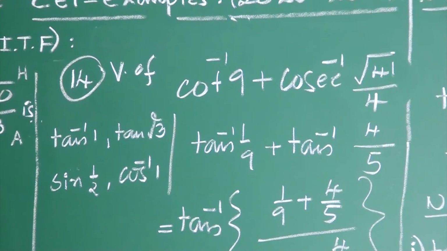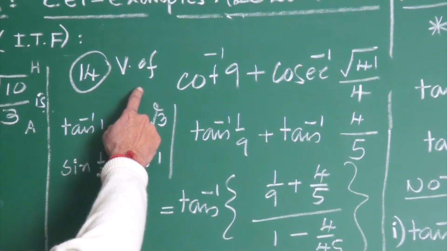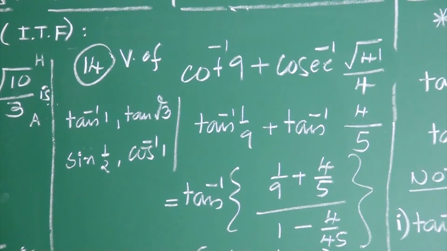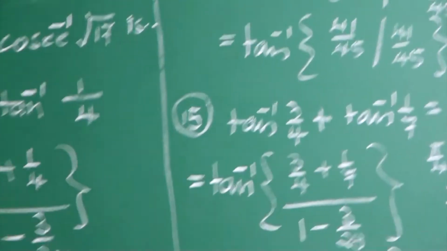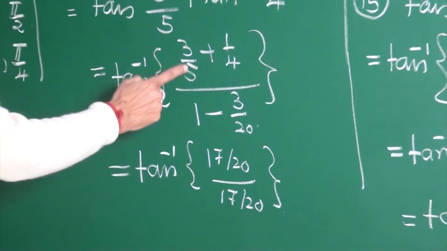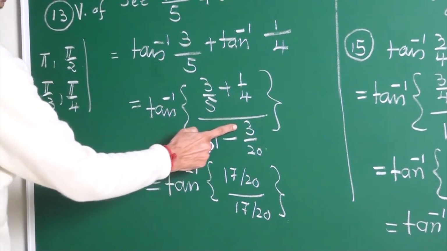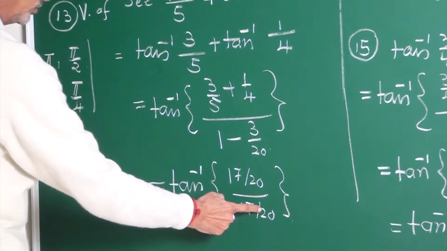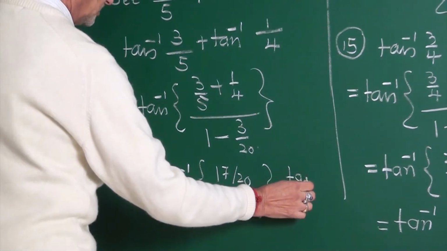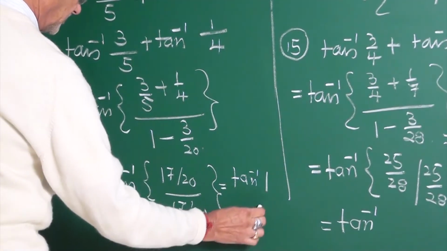Yes, my friends. I will explain once again. Tan inverse, it is 1 by 2 plus 1 by 3, that is 3 plus 2 upon 6 minus 1. Or for this one, 12 plus 5, 17 upon LCM is 20, 20 minus 3, 17 upon 17. Then what is its value? Again, this is tan inverse 1. What is tan inverse 1? Tan inverse 1 is pi by 4.